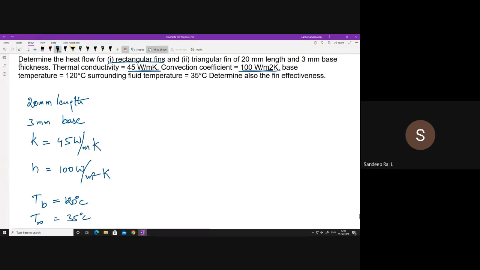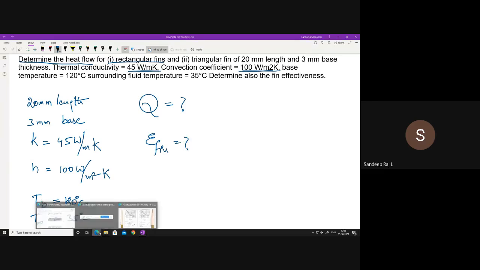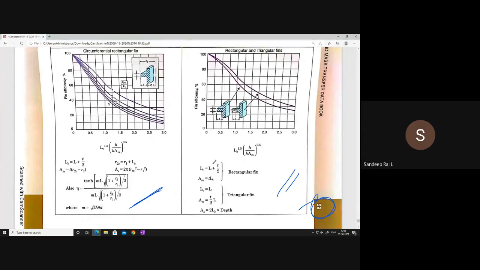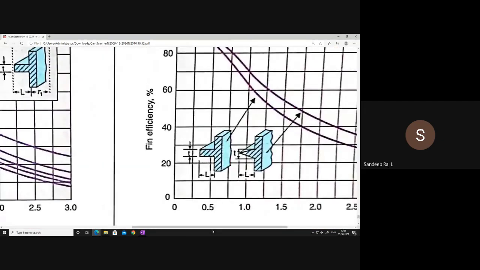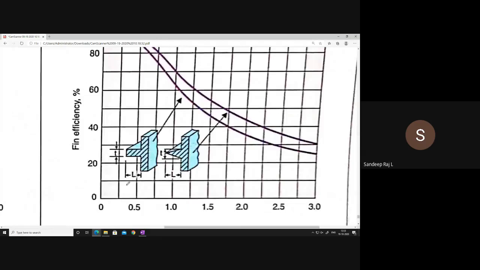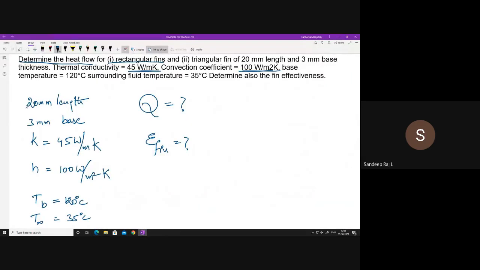What he's asking is to determine the heat flow. What is the Q value? Also, he's asking the effectiveness of the fin. Now let's move on to this one. If you look at this particular thing, I'll zoom it here. You can see he's calling this the length, and this he's calling the thickness. So according to his nomenclature, this 20 is L, and this is thickness.